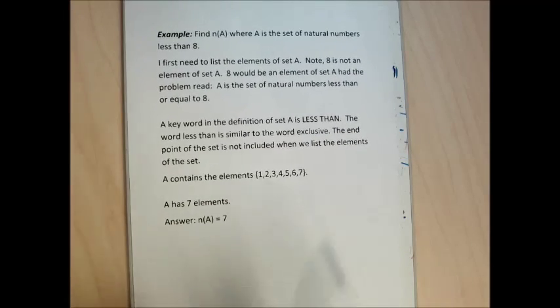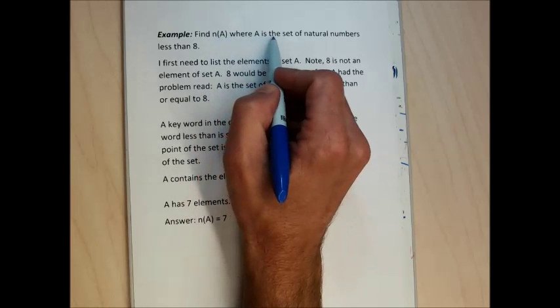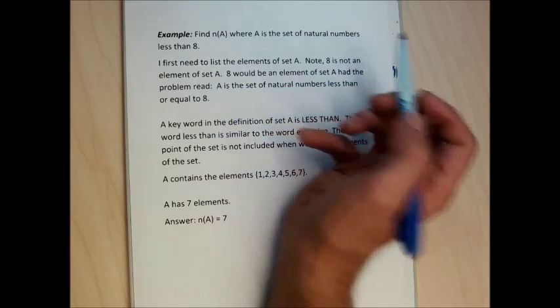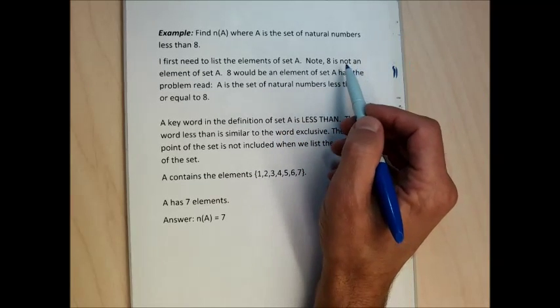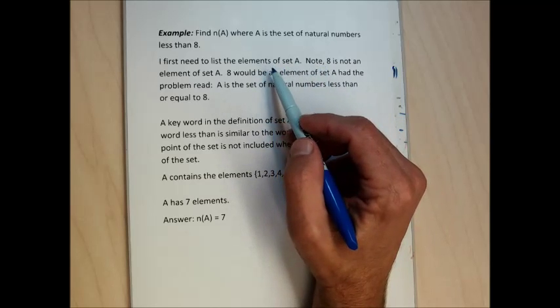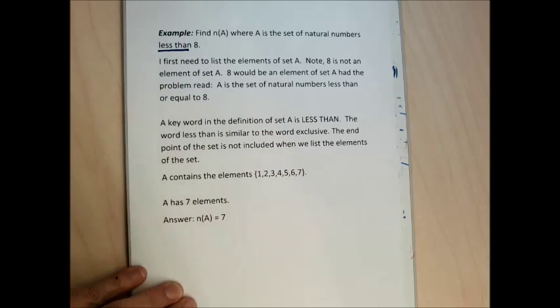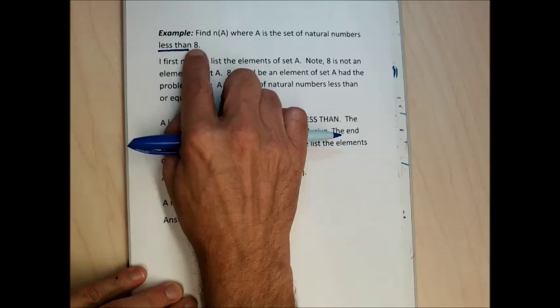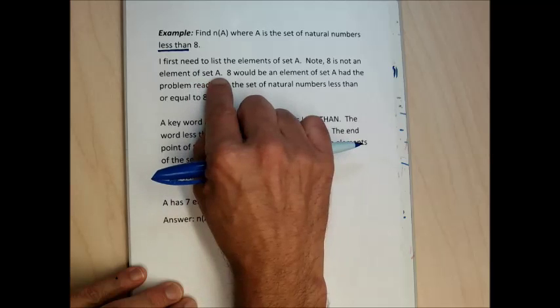So here's an example. Find the cardinal number, the number of elements in set A, where A is the set of natural numbers less than 8. In order to answer how many elements are in the set, I need to know what the set contains, and 8 is not an element of the set because the word less than doesn't include the number that's mentioned. For 8 to be included in this set, I'd have to have the words less than or equal to. So 8 is not an element of the set.